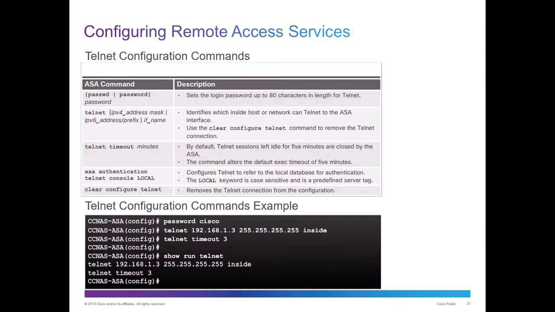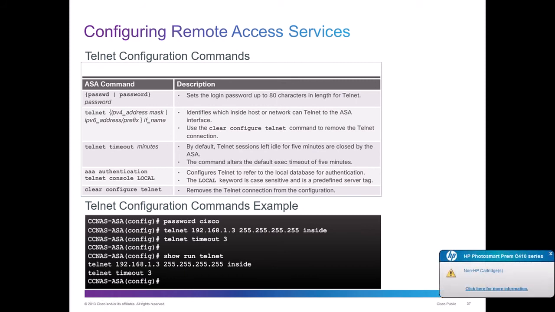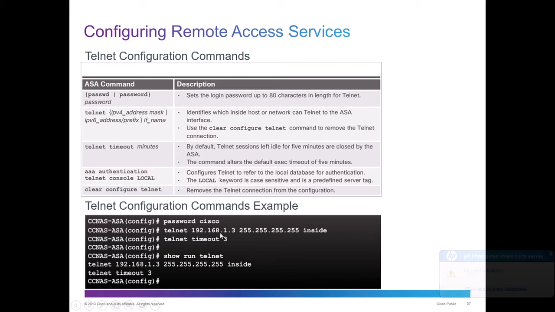Here's a Telnet example. Write this down, please, because this way you'll know how to set up the ASA for Telnet. All you have to do is type password cisco, and then say telnet 192.168.1.3 255.255.255.255 inside. What this means is that the host 192.168.1.3 from the inside network is the only one that can telnet. That's why you have 255.255.255.255. He's the only one that's going to be able to telnet.